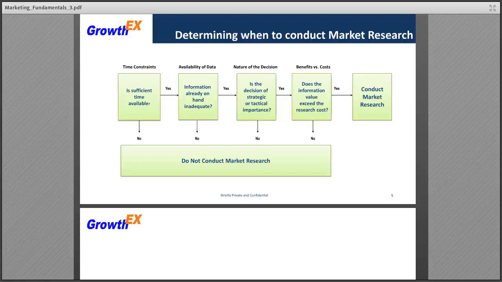Then I will see whether the decision which needs to be supported is of strategic or tactical importance to my organization. If it is, then I will proceed with the market research, because then I need very concrete inputs. But if the decision is not of strategic importance, I might decide not to go for market research, to prevent the cost associated.